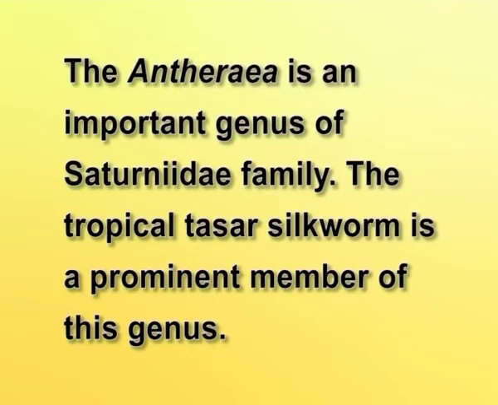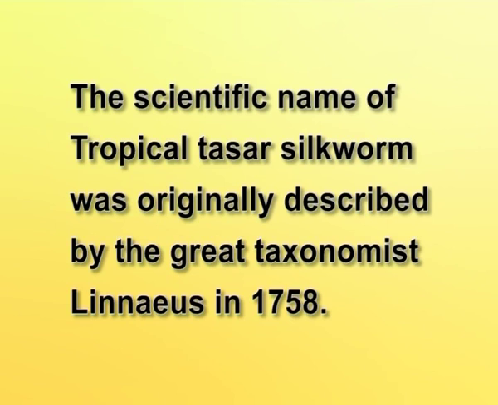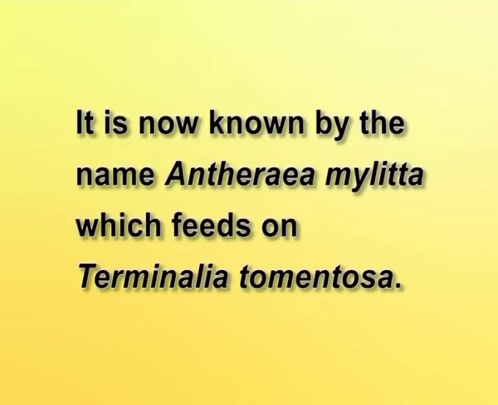All the commercially important species of non-mulberry silkworms, or one-year silkworms, are included under this family. Antheraea is an important genus of the Saturniidae family. The tropical tussar silkworm is a prominent member of this genus. The scientific name of the tropical tussar silkworm was originally described by the great taxonomist Linnaeus in 1758. Ever since, the name has undergone changes several times. It is now known by the name Antheraea mylitta, which feeds on Terminalia tomentosa.